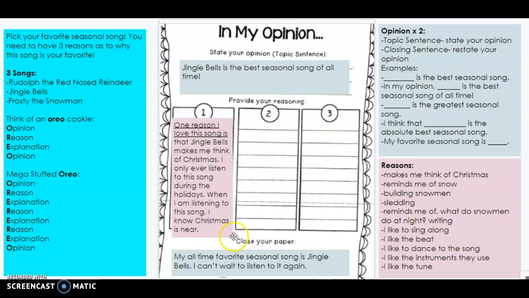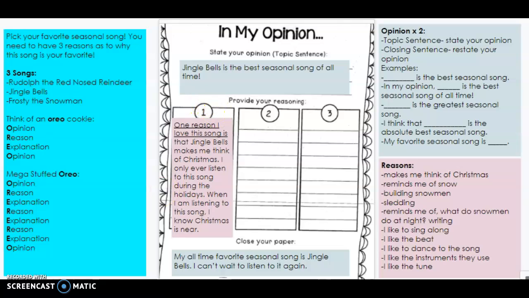So now I'm going to go on to my next reason. I think it reminds me of snow, it reminds me of sledding. So I have to pick which one of those I'm going to do. I know in the book it's talking about riding in a one-horse open sleigh, and when I go sledding there's no horses involved, but I'm still going to use sledding because that song makes me think of being out in the snow and being in my sled instead of a sleigh.